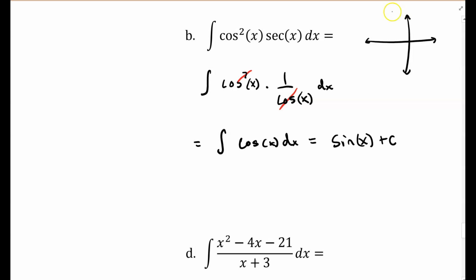Again, if you need to draw a little diagram to help you remember, this little diagram right here is awesome for derivatives. This is the derivative, and then the integral works backwards.